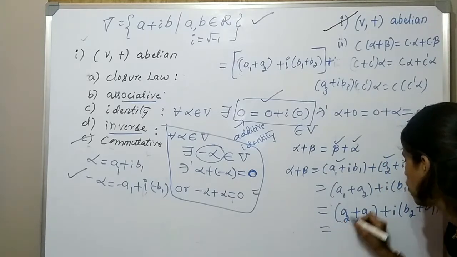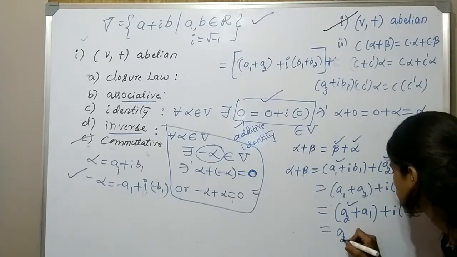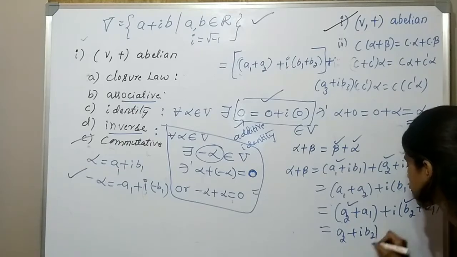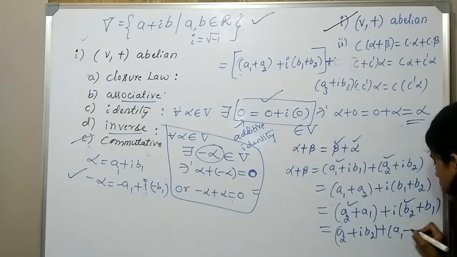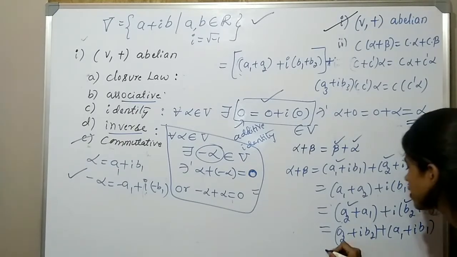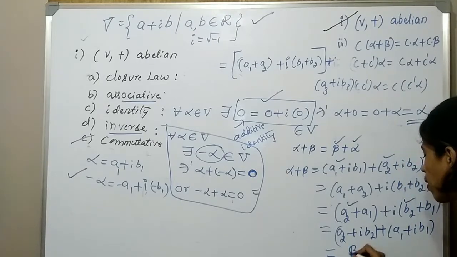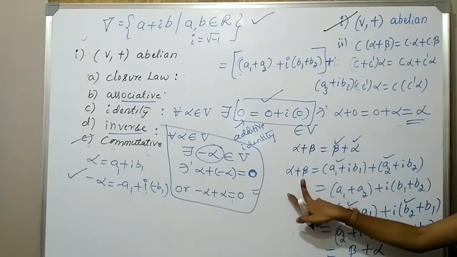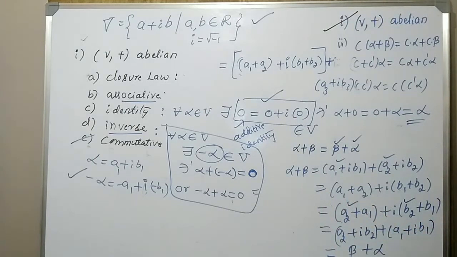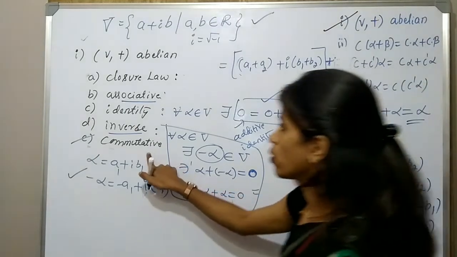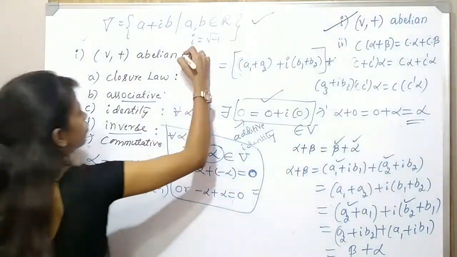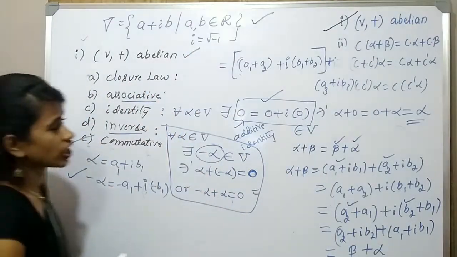Okay. So now take this split: A2 plus i into B2 plus A1 plus i into B1. So what is this A2 plus i into B2? Beta. A1 plus i into B1 becomes alpha. So if I take alpha plus beta, then we get beta plus alpha. So therefore the commutative law also holds. Therefore V, comma, plus form an abelian group. First condition is over.